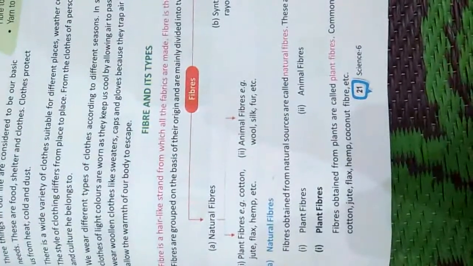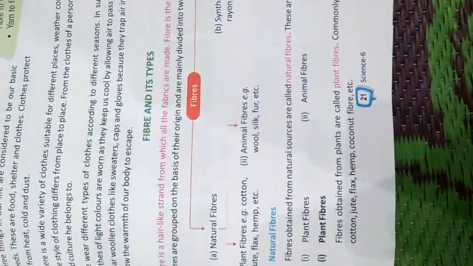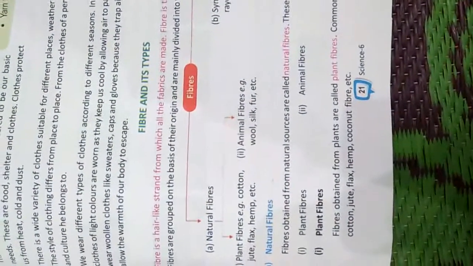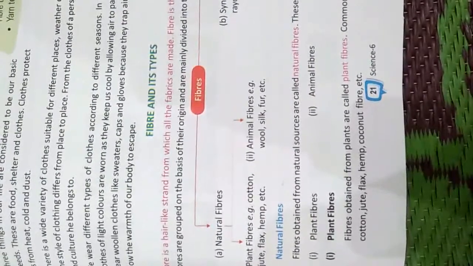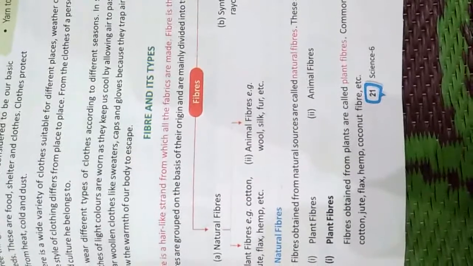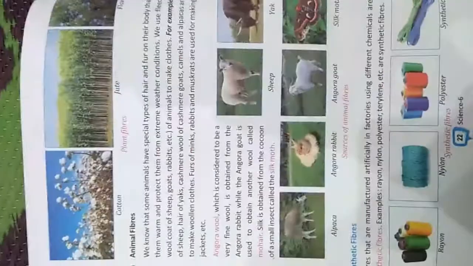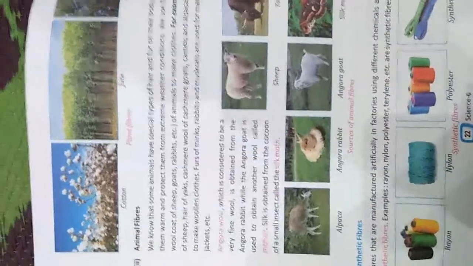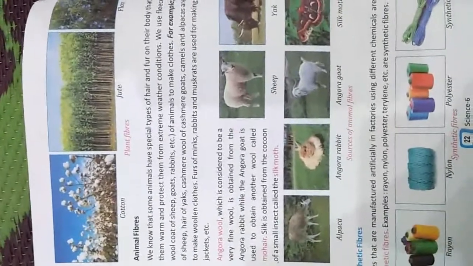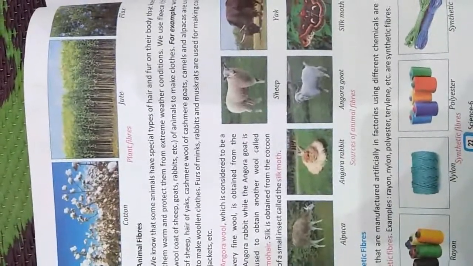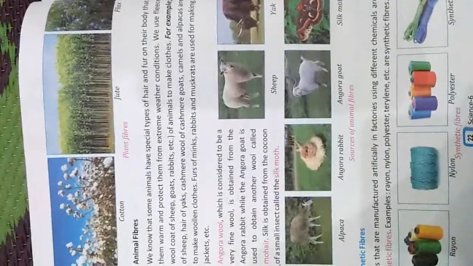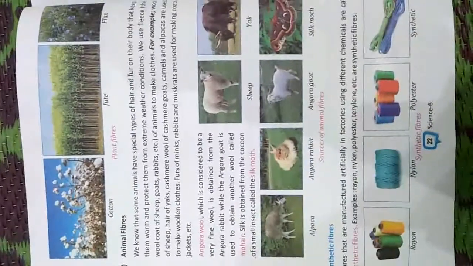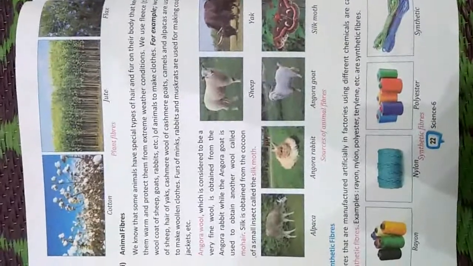So natural fibers are those fibers which are obtained from natural resources like plants and animals. The natural fibers which are obtained from plants are called plant fibers. These include jute, cotton, flax, hemp, and many more. And the fibers which are obtained from animals are called animal fiber, and these are also called natural fiber, and these include wool, silk, and many more. For example, wool is obtained from a sheep, and silk is obtained from a silk moth.